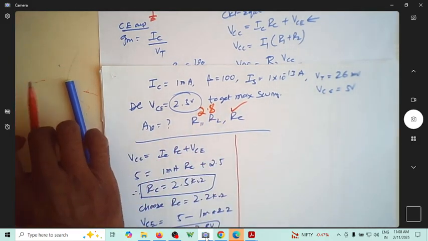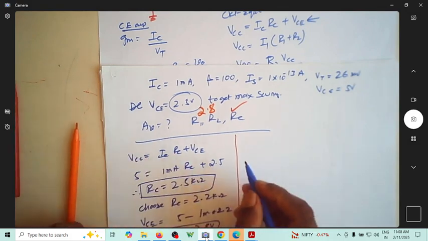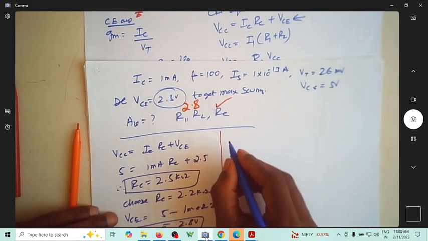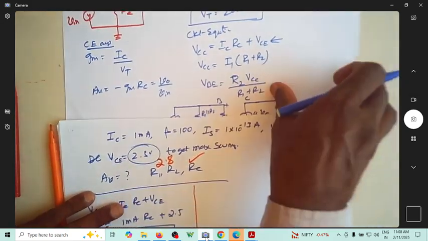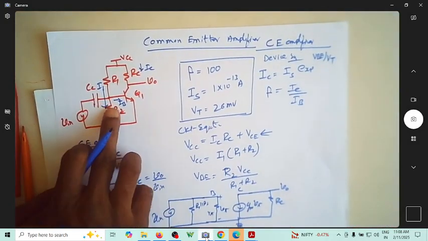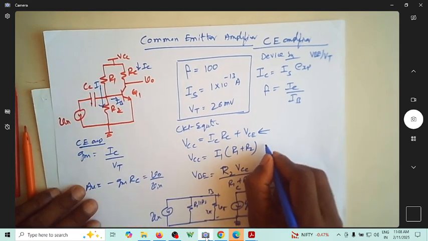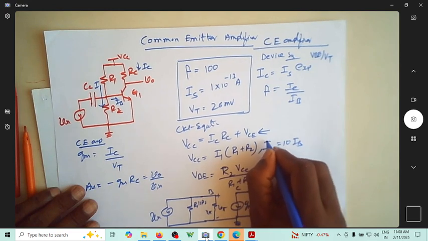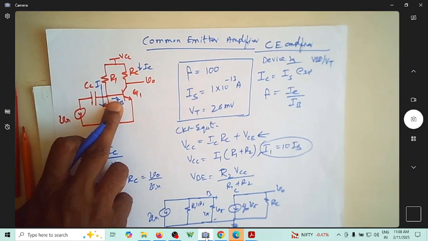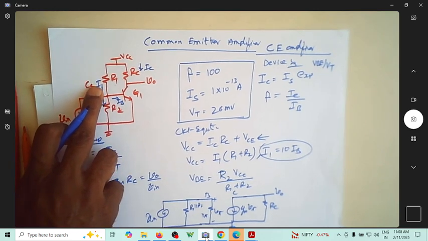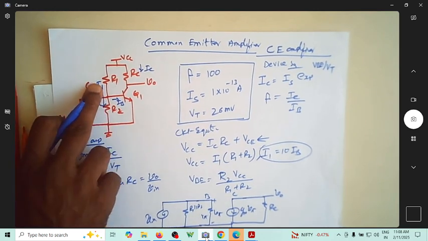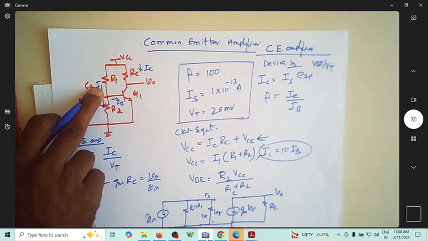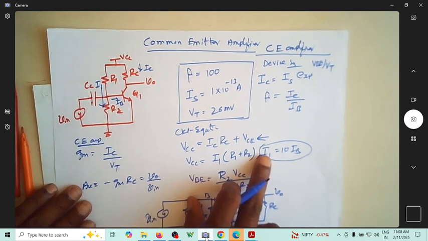Next, we need to find what R1 and R2 are. To find R1, R2, we have been given that IC is equal to 1 milliampere. Of course, here we have to assume one more thing. We have this I1 and IB, no? So let I1 be 10 times IB. This is another assumption for the circuit. IB is hardly 10% of I1, so this is a large current compared to IB by 10 times.